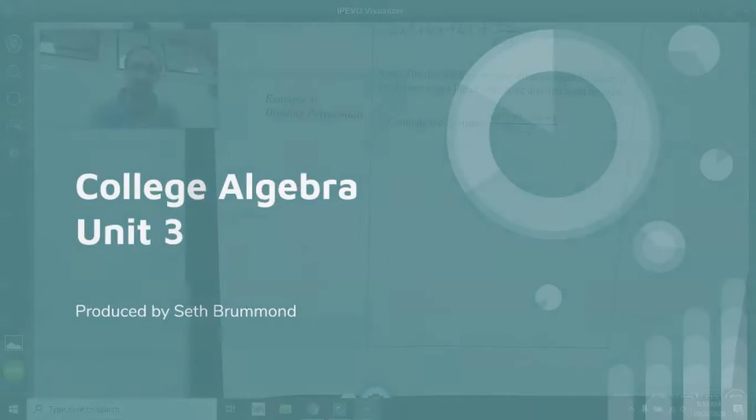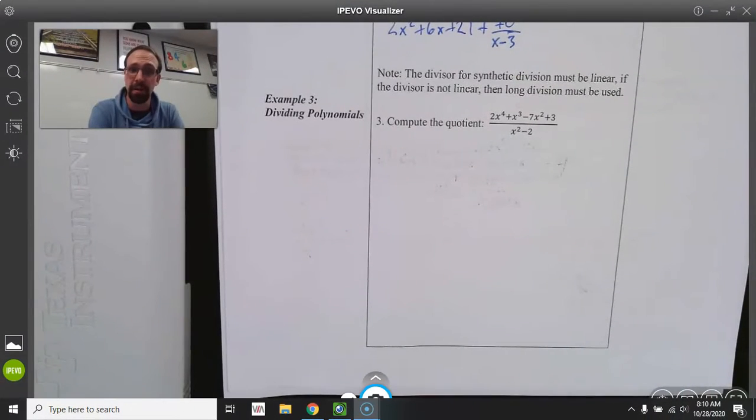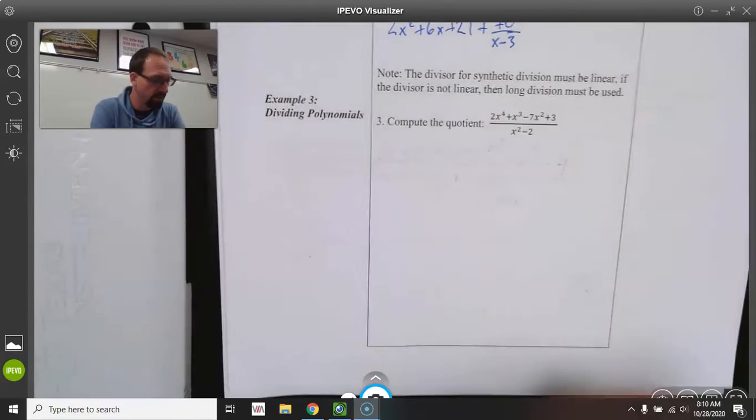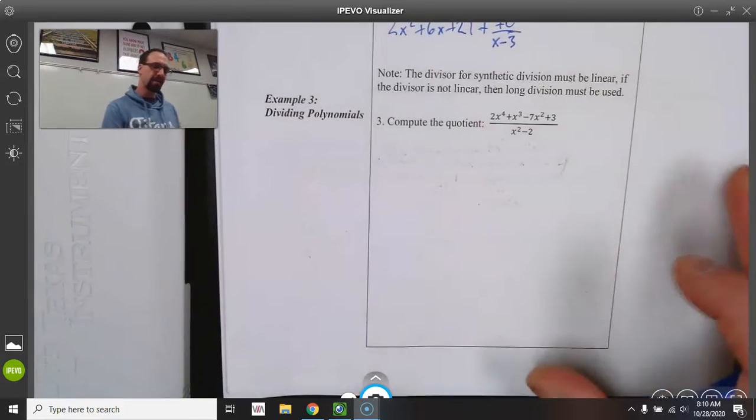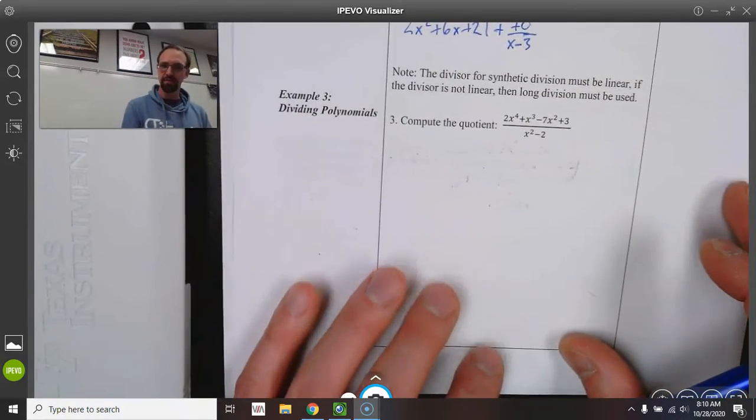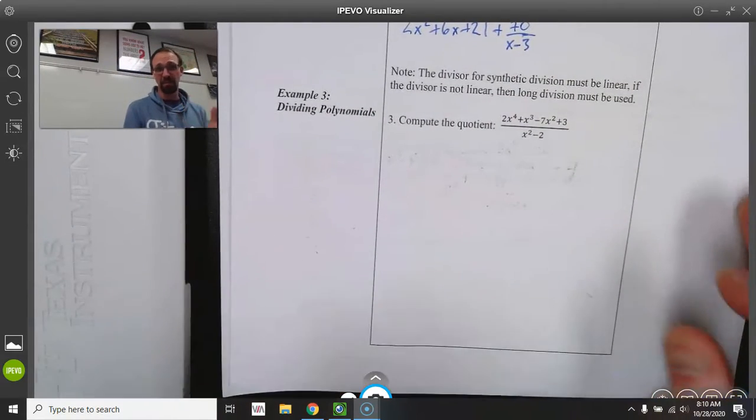In this example, we're going to be dividing polynomials that have a greater degree than a linear. So we're going to have to use long division. In this one, there's a few other things thrown in that make it a slightly more complicated version of just establishing long division.